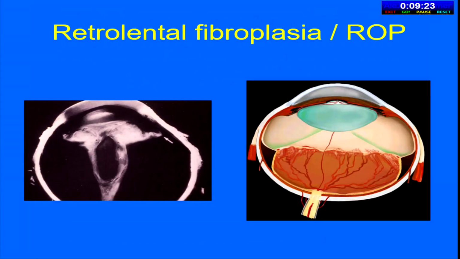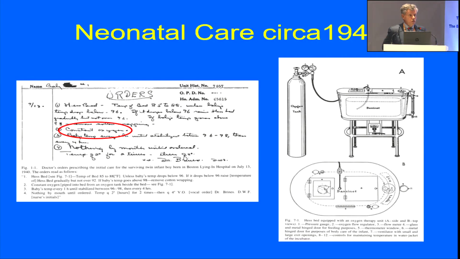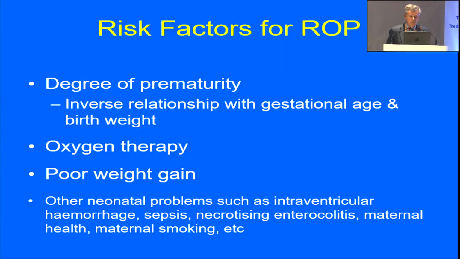Originally, we only recognised the end state of this, with a totally detached and scarred retina, and it was some time before the vascular nature of this disorder was seen. Very early on, the risk factors were identified. It used to be called the Boston disease when it was first identified in the US. One of the things that stands out in the notes of the first patient identified as having retrolental fibroplasia is that they had constant oxygen, completely unmonitored. That tells us very much what one of the major risk factors is.